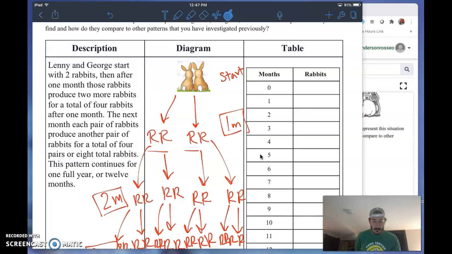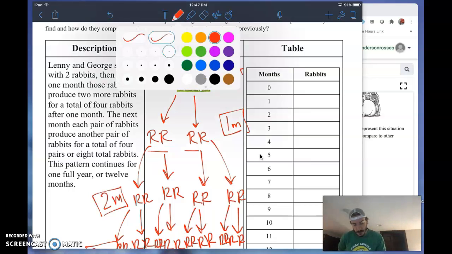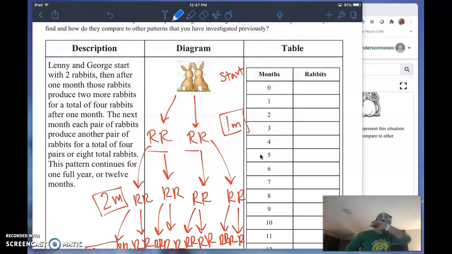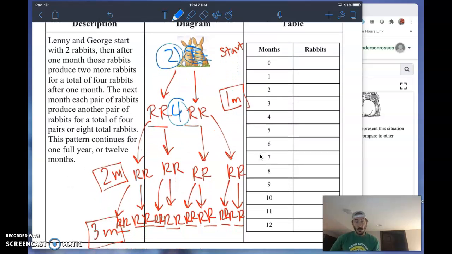Okay. I'll use a different color. I start with 1 pair of rabbits, or 2 rabbits total. Maybe I want to represent it like that. And then after 1 month, I go from 2 rabbits total to 4. And then right here, I go to 8. We're pretty good at pattern recognition. I make it to 16 after 3 months.